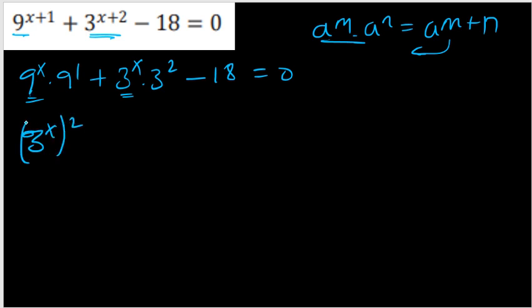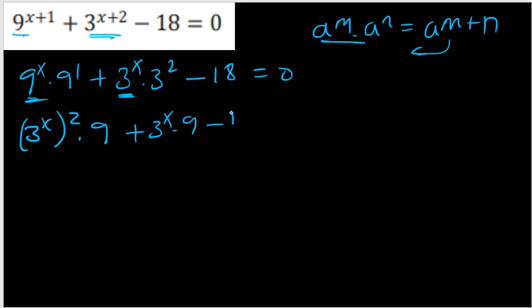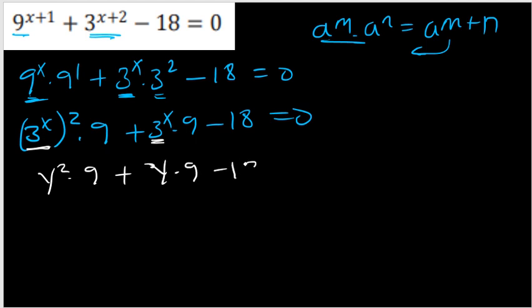You know, 9 means 3 squared, so 3 squared to the power of x is 3 to the power of x, to the power of 2. I can write it because x times 2 will be 2x. I'm trying to rearrange and convert this into this form. Then 3 to the power of x squared times 1, plus 3 to the power of x times 9, minus 18 is equal to 0, because 3 squared means 9. And then what's next? Let's replace 3 to the power of x by another variable, let's say y. So this means y squared times 9 plus y times 9 minus 18 is equal to 0. I can divide each of them by 9 to simplify.